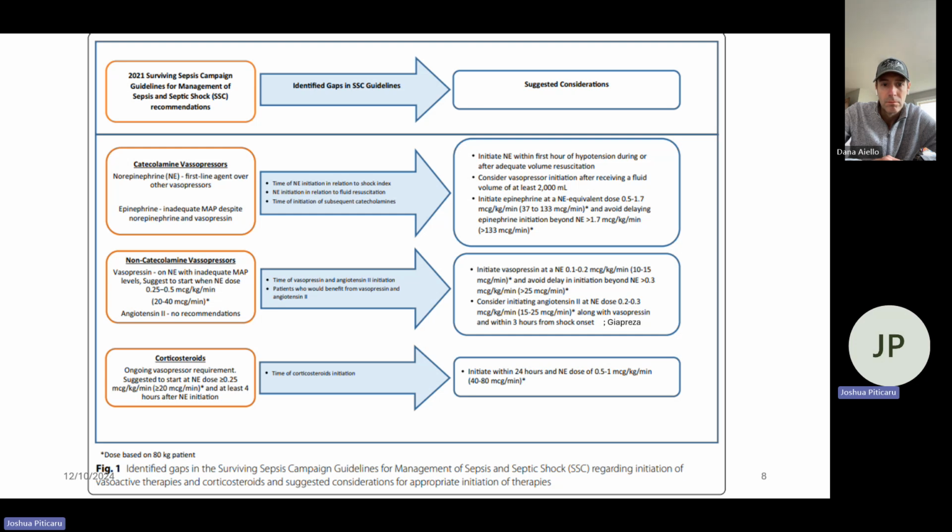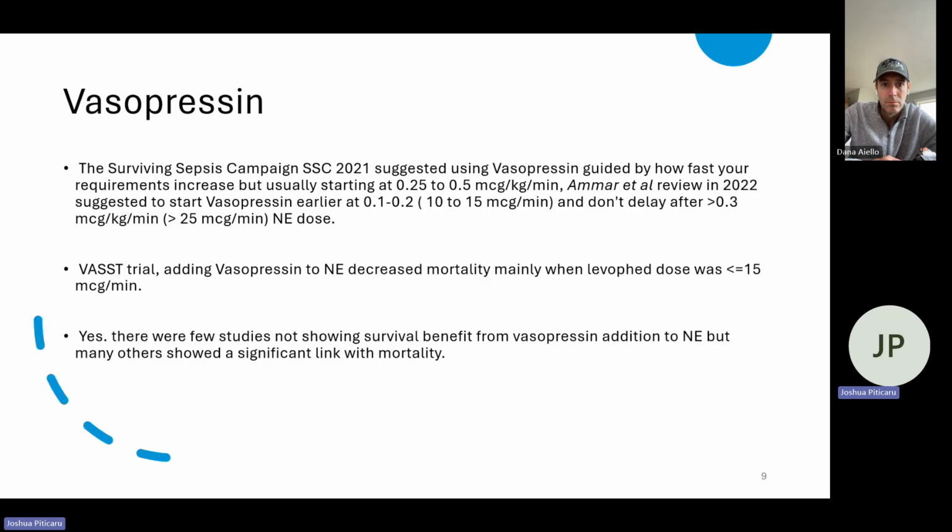Let's see what's... So vasopressin, right? The Surviving Sepsis Campaign 2021 suggested using vasopressin guided by how fast your requirements increase, but usually they recommended starting from 0.25 to 0.5. Now, this review in 2022 suggested starting it earlier, as we mentioned, from 0.1 to 0.2, 10 to 15 mics per minute, and don't delay it above 0.3.